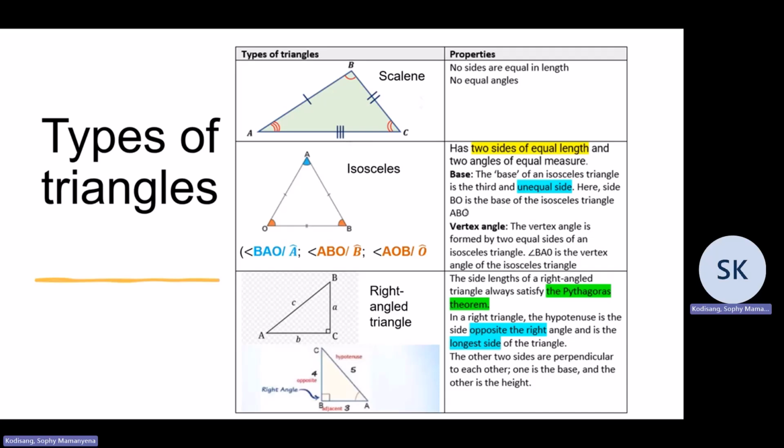Now, the third type of triangle is a right-angled triangle. Why are we saying this is a right-angled triangle? It is because it has an angle of 90 degrees, right?